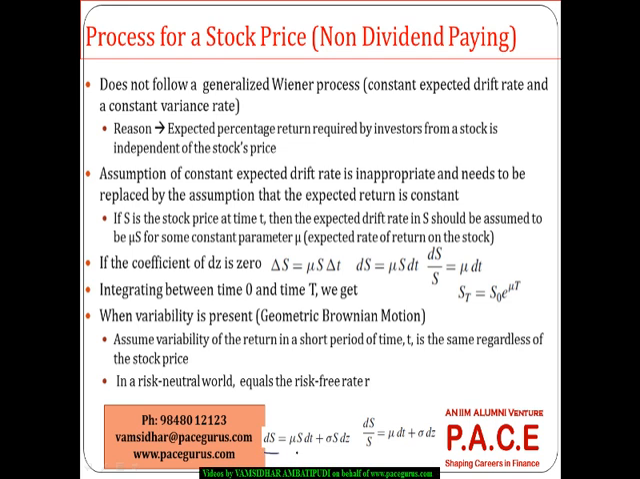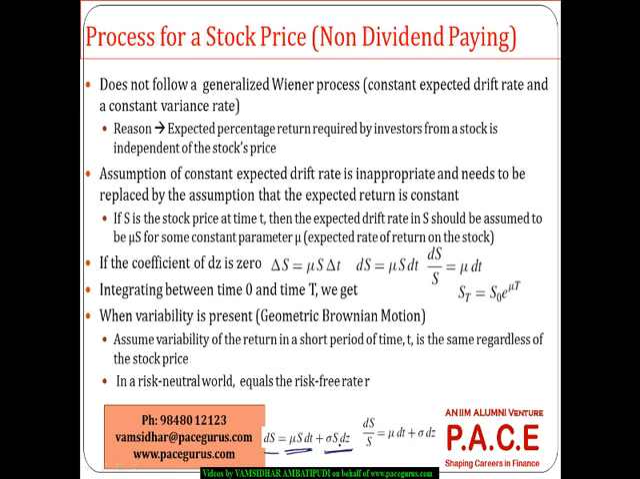So I'll say dS is mu S dt plus sigma S dz. Even the standard deviation, we are saying it is proportionately constant. It's not amount-wise constant, it's not value-wise constant. It's some proportion of the original value itself. So that's the reason even for this we are bringing sigma S dz.